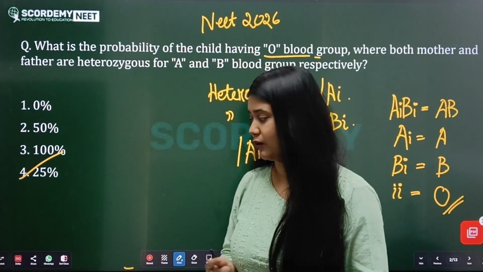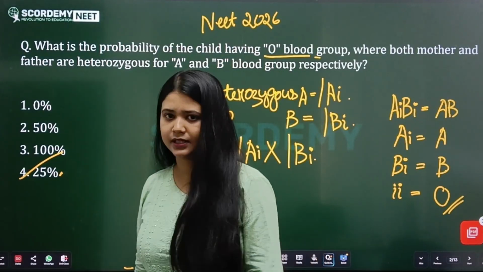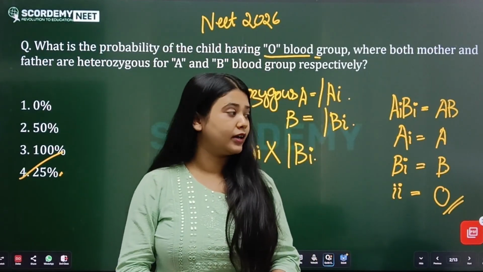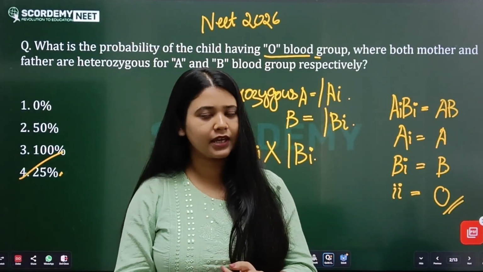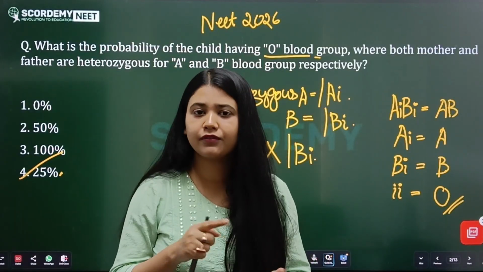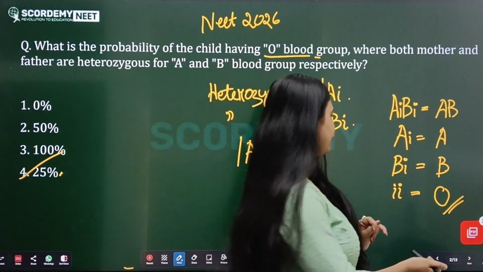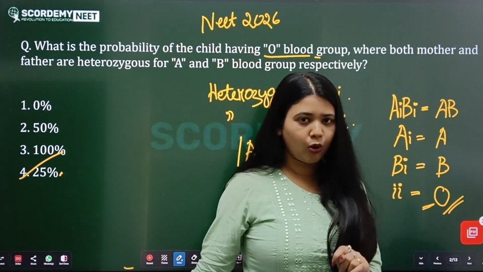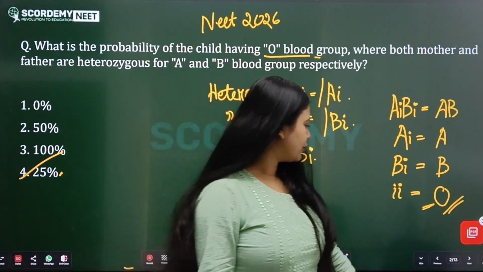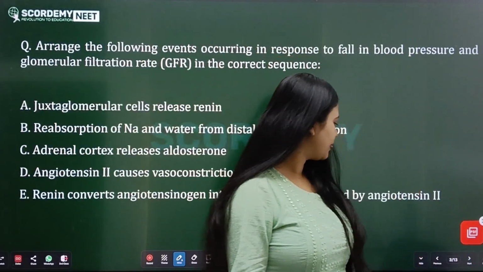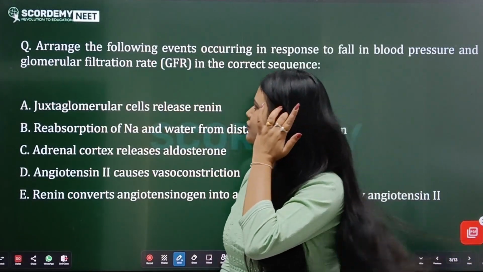Yes, 1/4 is what percent? It is 25%, isn't it? So that means this question says that if there are 4 children, then out of those 4 only 1 child is going to have blood group O. Okay, clear? I hope you enjoyed this approach. Now let us see the next question.